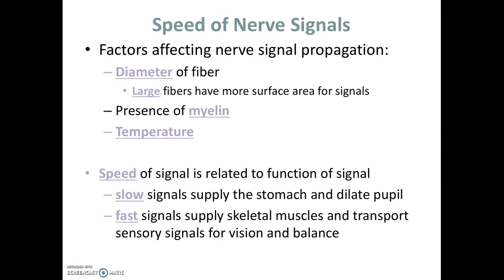The speed of the signal is related to the function of the signal. So slow signals supply the stomach and pupil, which can move slowly and not put us at risk. However, fast signals supply skeletal muscles and transport sensory signals for vision and balance.